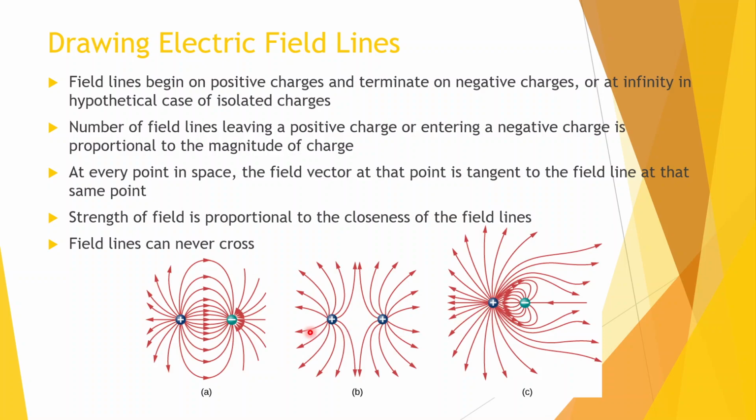Then if we have like charges, say positive, positive, or negative, negative, we will have these repelling field lines here. So the positive is going to go down or go up, and same thing on the other side, but they'll never touch, they'll never cross, okay?